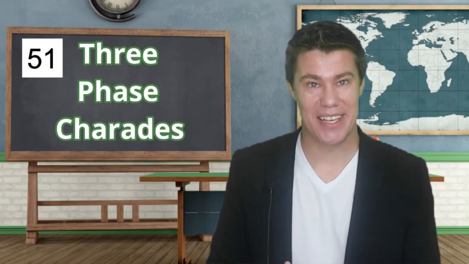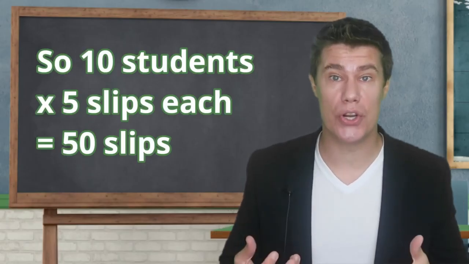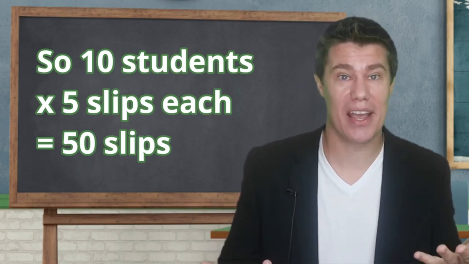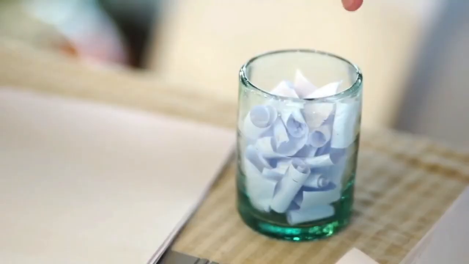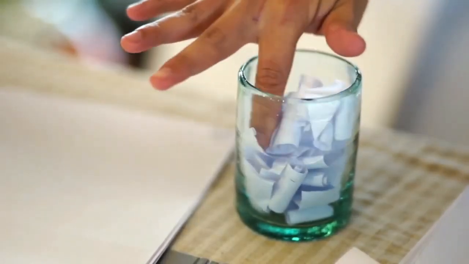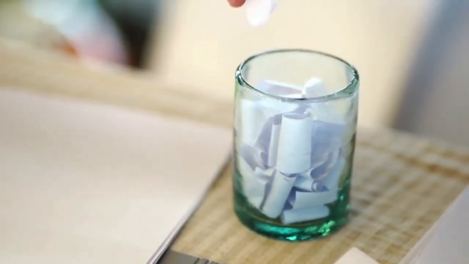3-phase charades. Each student has to write a different word on 5 slips of paper. It can be any word, noun, name, thing, but it has to be something that everybody is supposed to know. Fold the slips in half and add them all into a bowl or hat. They will reuse the slips for 3 phases. So tell them not to tear or destroy the slips when they take them out.